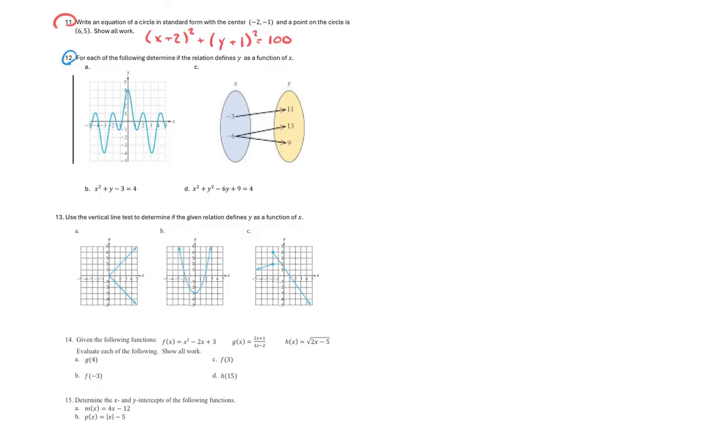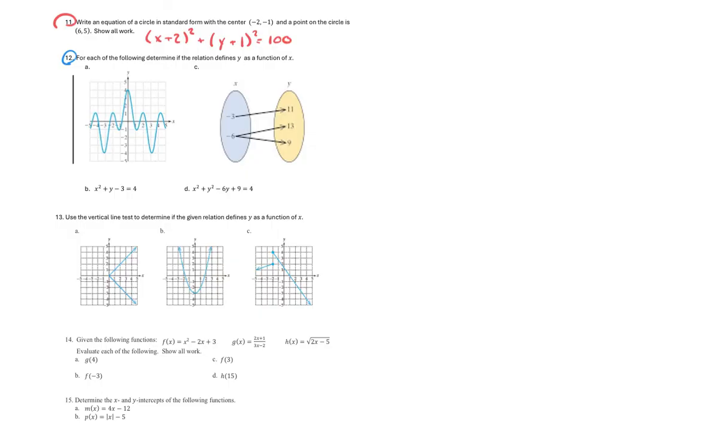Okay, starting with number 12a. For each of the following, determine if the relation defines y as a function of x. So in order for y to be a function of x, we can plug in one x value, and for this x value, there exists only one y value. Basically, it just means that if I plug in some number for x, I expect to get only one number for y, instead of 2 or 3 different possible y values.